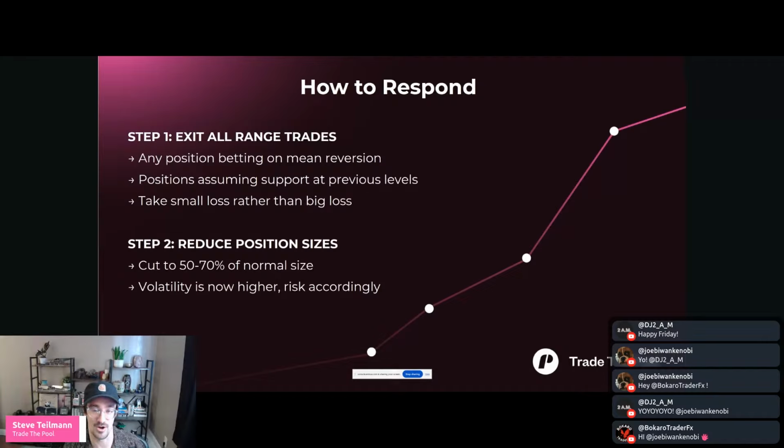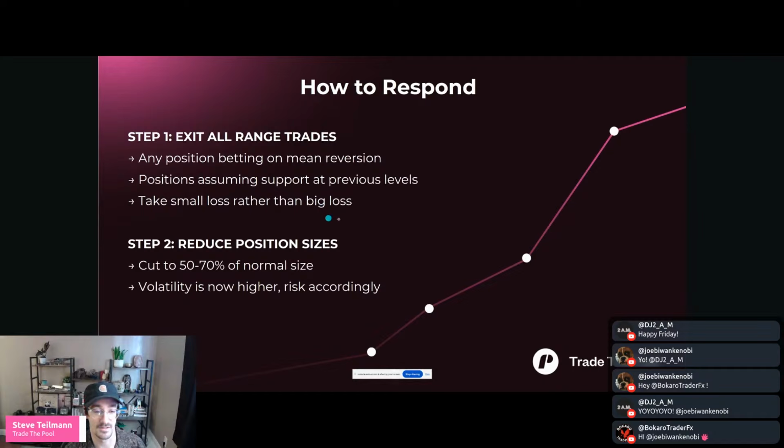Just like, if I think I'm wrong and the trade was working and then I go red, I cut it. Unless I have a really good reason not to, I just cut it and I wait to get back in. So same process here. You got to exit your range trades. So the positions are essentially assuming that the support was at previous levels and that support failed.